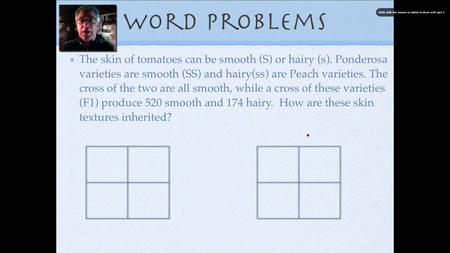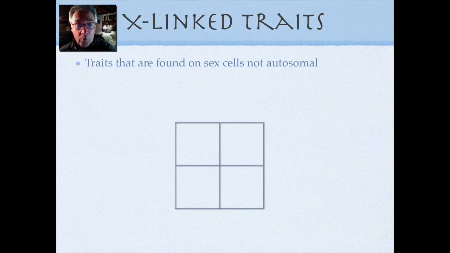So I hope you got that. There are 2 kinds, smooth and hairy. Big S is the dominant one, the smooth, and the recessive is hairy. Then when we go to crossing those 2, we take the ponderosa, the smooth textured one, and cross it with a peach, both from a parental generation. You cross those, this is what the F1 produces. And this is what I would like you to underline when you're doing this problem.